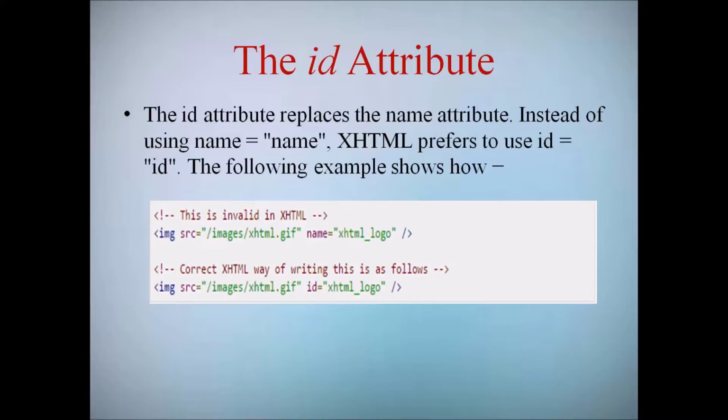The ID attribute. The ID attribute replaces the name attribute. Instead of using name equals quote name quote, XHTML prefers to use id equals quote id quote. The following example shows how. This is invalid in XHTML, and this one is the correct way of writing this.